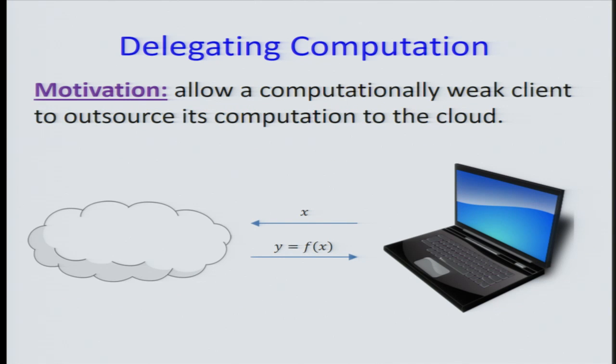OK, good. So the setting that we want to consider is that we have some weak computational device, a smartphone, a weak laptop, a smartwatch nowadays, that wants to perform some expensive computation. And it can't afford to perform this computation by itself. So the natural solution is to use the power of the cloud, some powerful external server, to do the computation for us. So our laptop sends its input x to the cloud, gets back as a result y, which is equal to f of x.